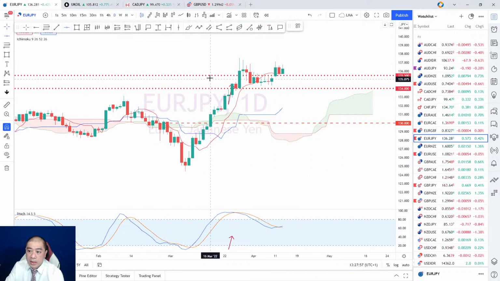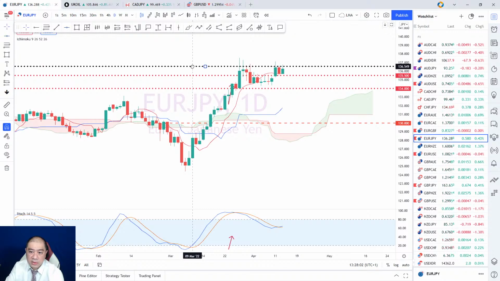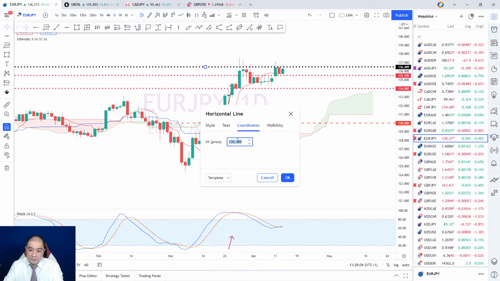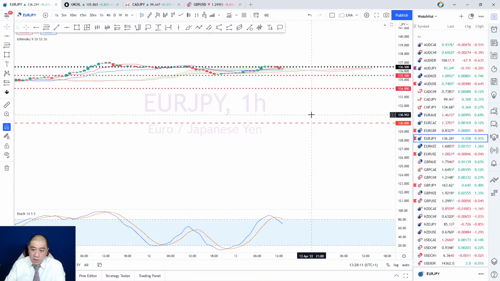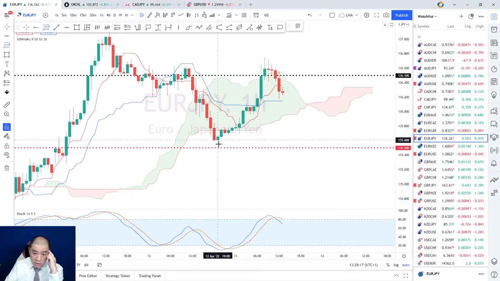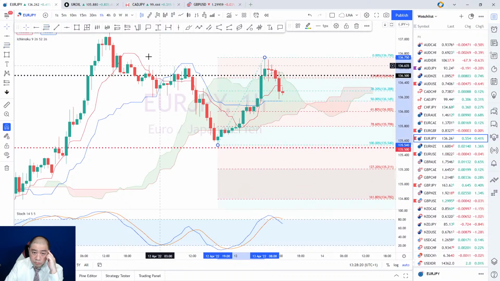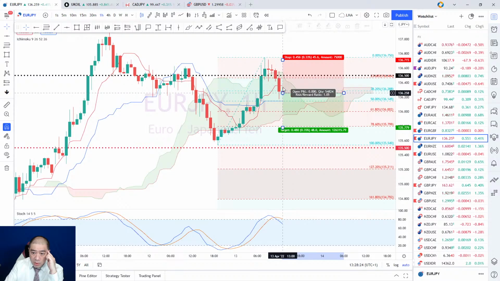We are capped by, I believe, 137. Not even. I think it's about 136.50. Okay, Euro Yen is actually capped by 136.50. It's not even 137. 136.50 is going to be your cap. If you want to go short Euro Yen, I think it's a good scenario to go short right now. Stop loss above 136.75. I'll pull it about 136.80.